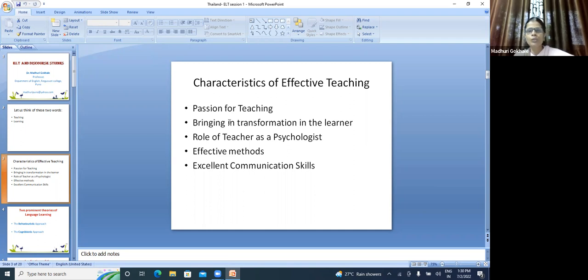Now, these are few points I know, but these are the most important ones for me. So the teacher should be passionate. The teacher should be willing to bring change in the learner. The teacher's job is a very difficult job. It's a very challenging job, because the teacher has to play multiple roles, I would say. One very important role is the role of a psychologist, a friend, a consultant, a researcher, a time manager, motivator. So I think playing these multiple roles is a very difficult task. Also, a teacher should have knowledge of different language teaching methods and literature teaching methods. And the teacher should have good communication skills.